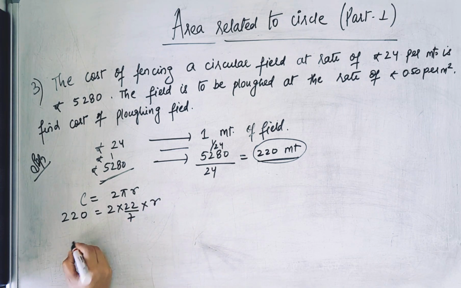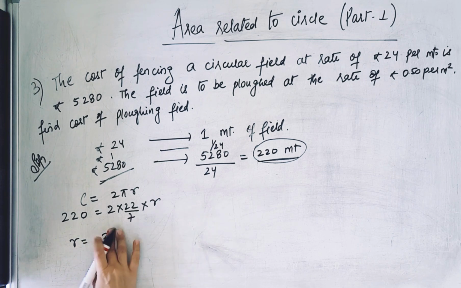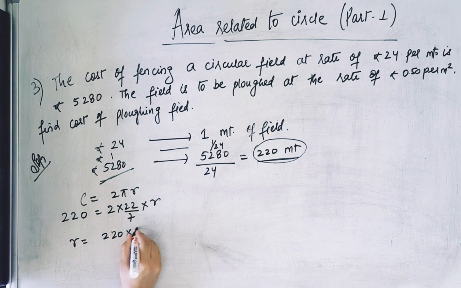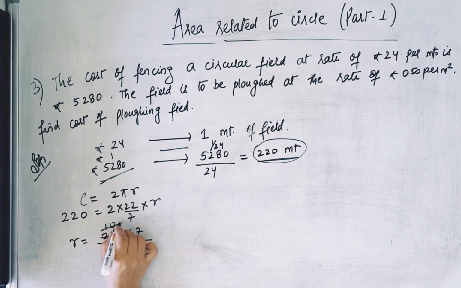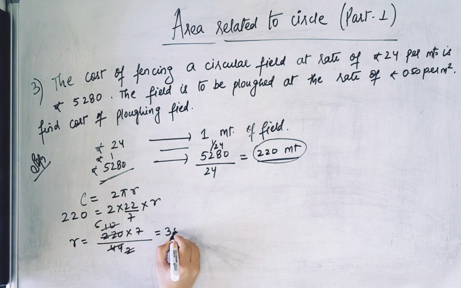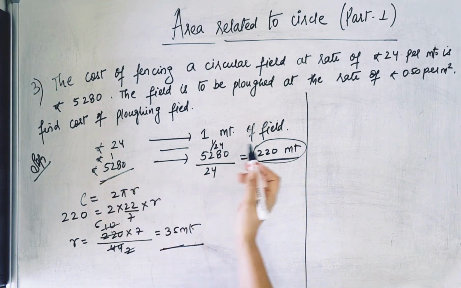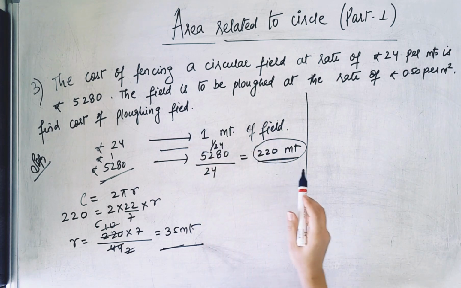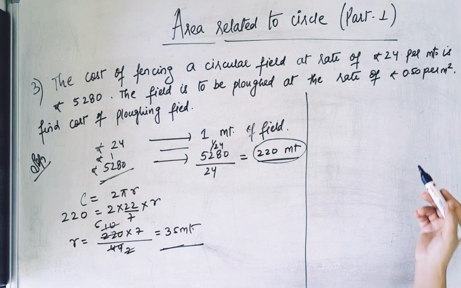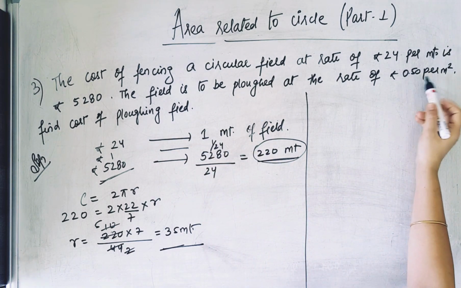So r will come up to r is equal to 220 into 7 by 44. Thus, if we cancel out 22, 2s are 22, 10s are 2, 5s are, so r will be what? 35 meters. So this is the first part of the question which we have solved. Now they are asking to find the cost of ploughing the field.